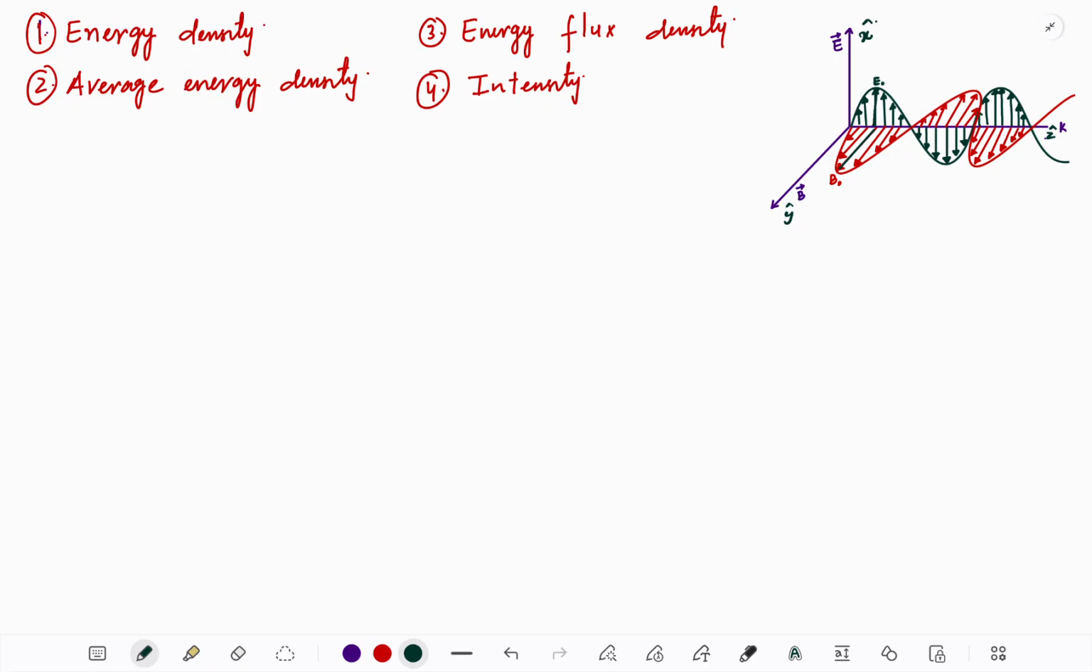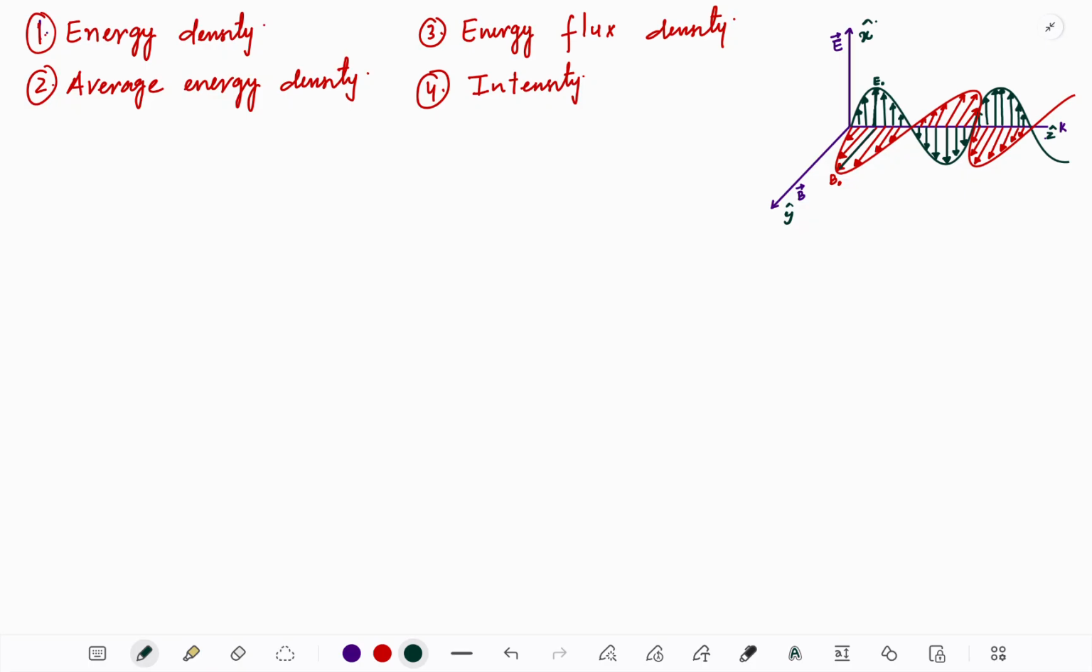Today, we are going to understand four important topics in electromagnetic waves. Very often people feel very confused about these terms, but I believe that after watching the whole video, you will be able to differentiate all the terms very easily, both conceptually and mathematically as well.